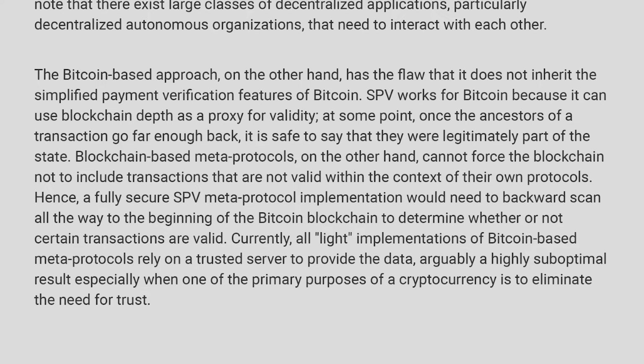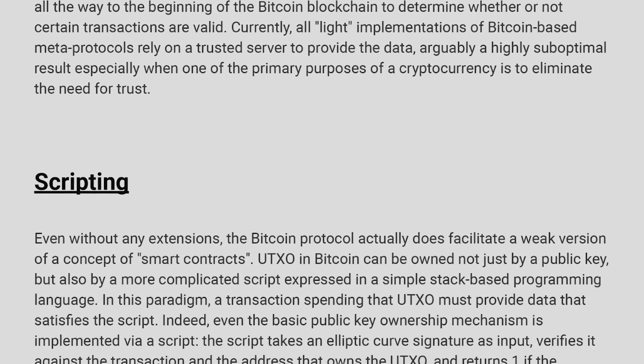Currently, all light implementations of Bitcoin-based meta protocols rely on a trusted server to provide the data, arguably a highly suboptimal result, especially when one of the primary purposes of a cryptocurrency is to eliminate the need for trust.